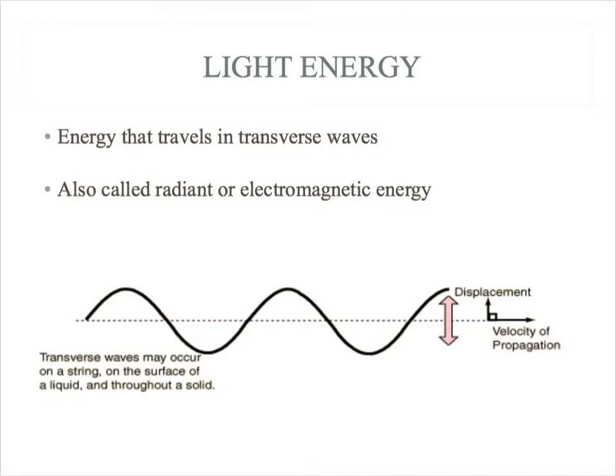So the first type of energy that we'll talk about right now, and we're actually going to save this until about March or April, is light energy. This is energy that travels in something called a transverse wave, and if we could see these waves, it would kind of look like a jump rope that has a wave going through it. Another word for light energy is called radiant or electromagnetic energy, so it has a lot of little nicknames.